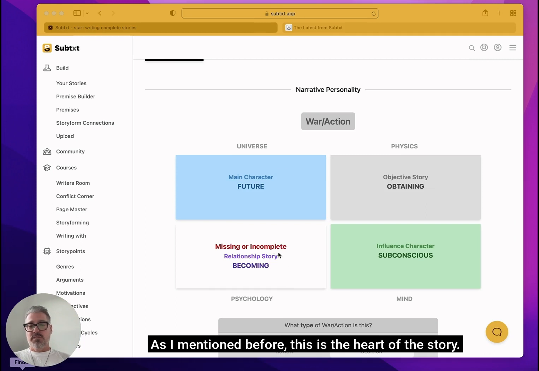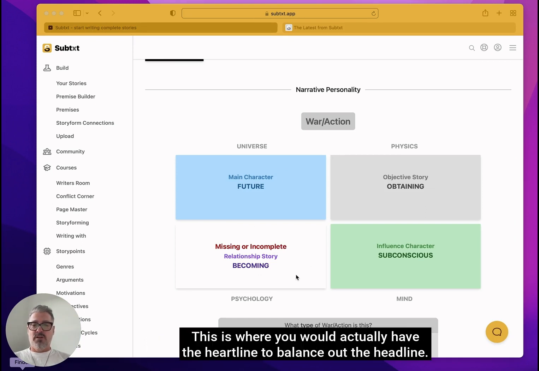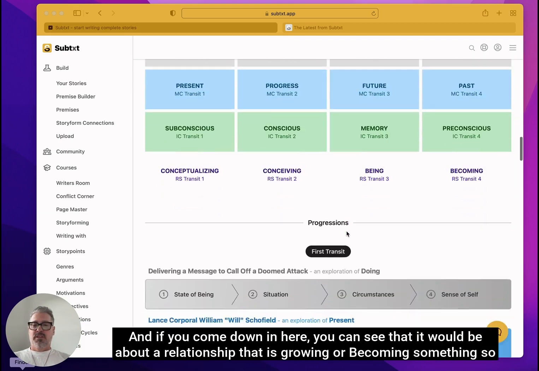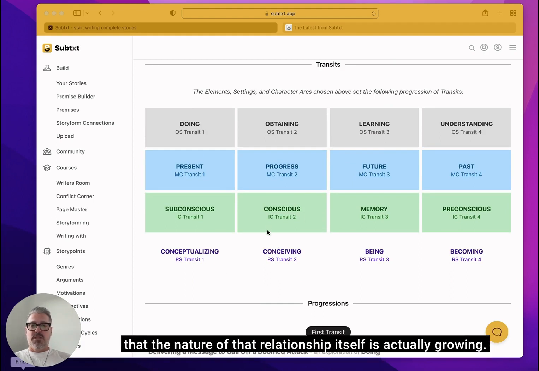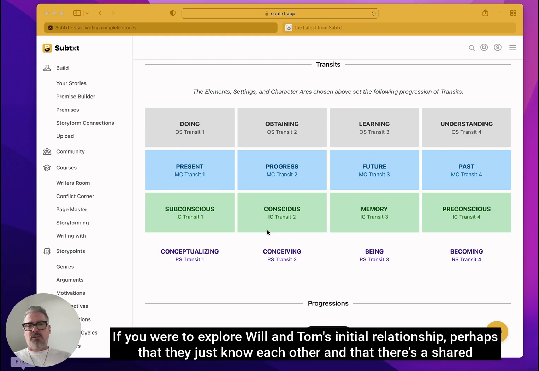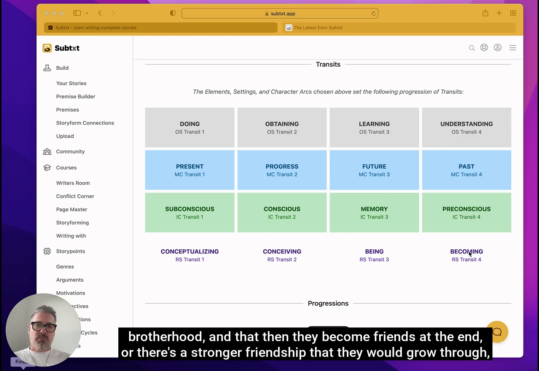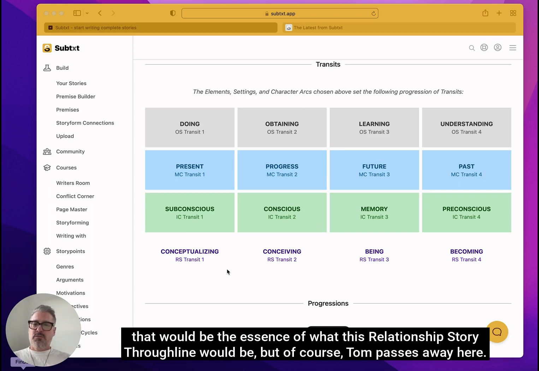As I mentioned before, this is the heart of the story. This is where you would actually have the heart line to balance out the headline. And if you come down in here, you can see that it would be about a relationship that is growing or becoming something, so that the nature of that relationship itself is actually growing. If you were to explore Will and Tom's initial relationship, perhaps that they just know each other and that there's a shared brotherhood and that then they become friends at the end, or there's a stronger friendship that they would grow through, that would be the essence of what this relationship story through line would be.